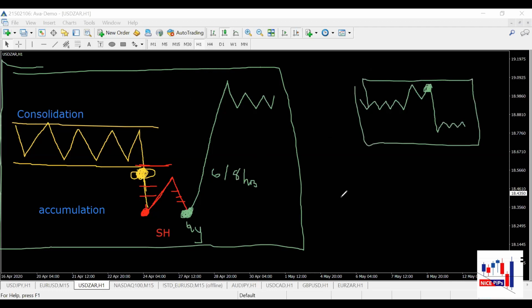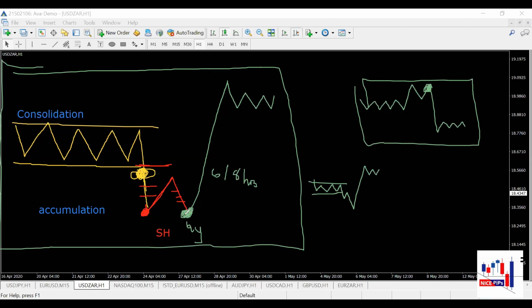Remember, it may not be so clear. Sometimes this may have variation. Sometimes it may look like this: consolidation, Asian, it drops, then it rises. But it's still the same setup. Look, it drops, forms a W.